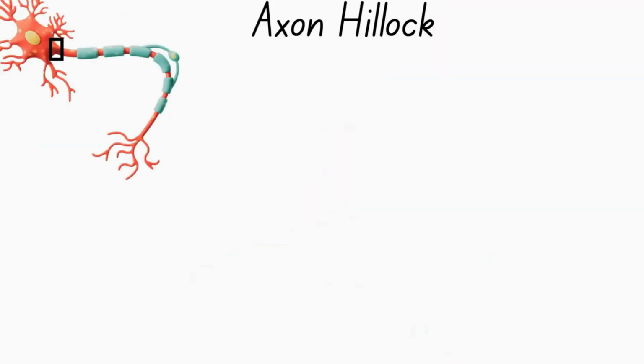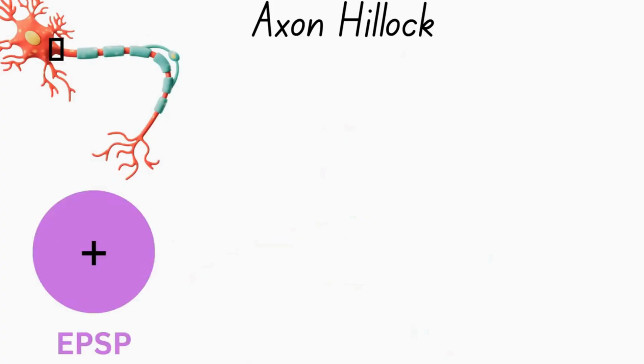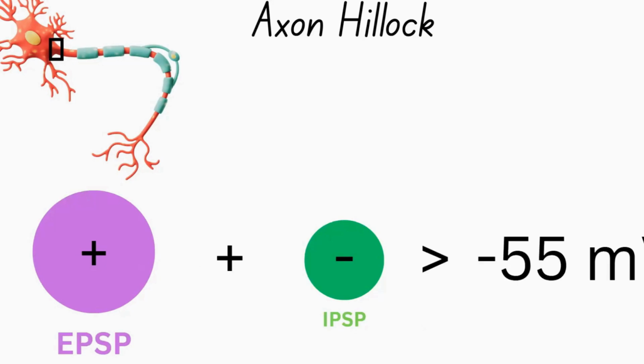Okay, so what do you know about the axon hillock? It integrates the IPSPs and the EPSPs, and it's the decision point for action potentials. So the axon hillock is where summation happens, and we talked a little bit about this in the last episode. Basically, you've got your EPSPs, and you add to those your IPSPs. Remember, EPSP excitatory, IPSP inhibitory. And we're going to see if that is greater than negative 55 millivolts.